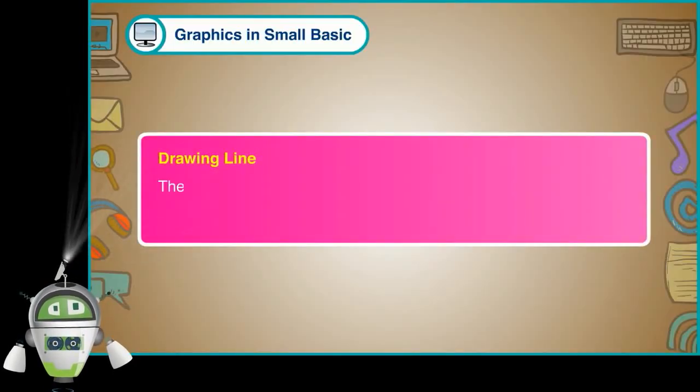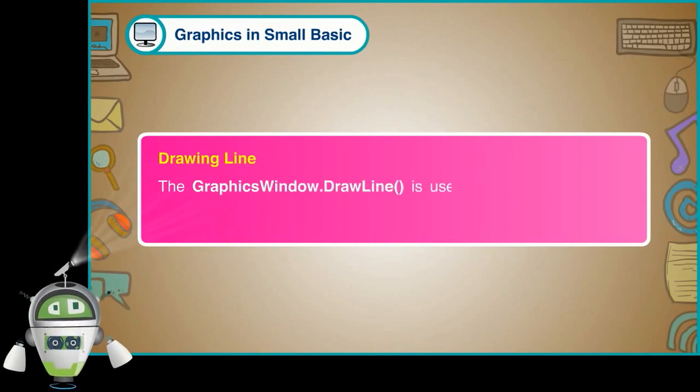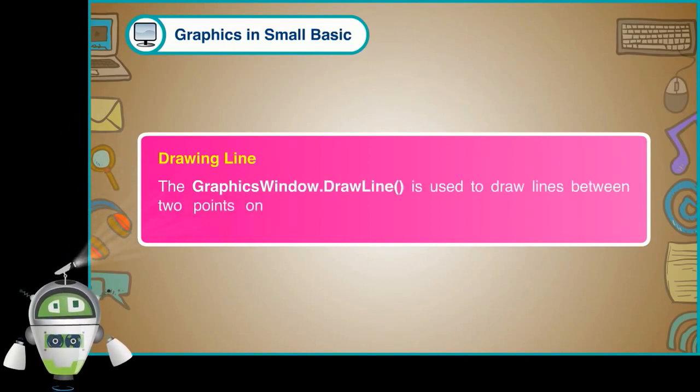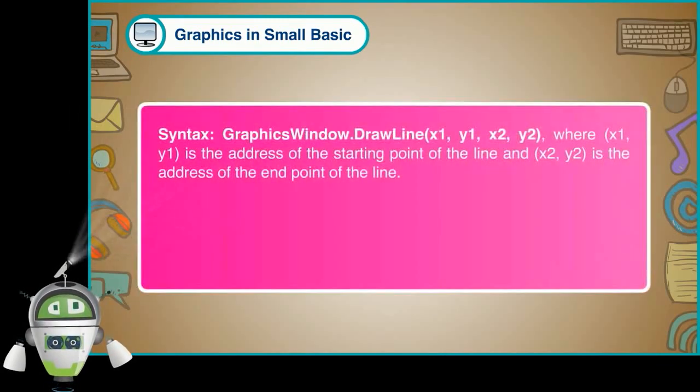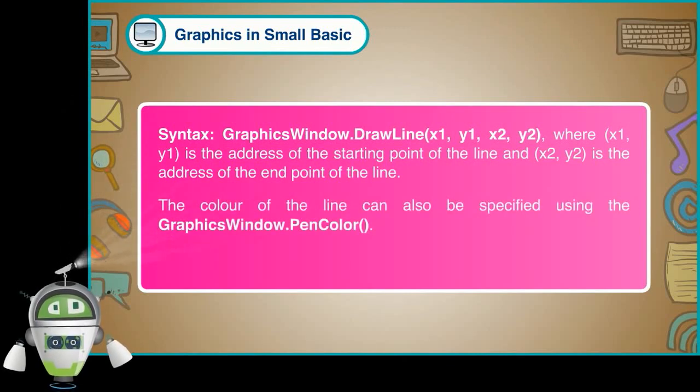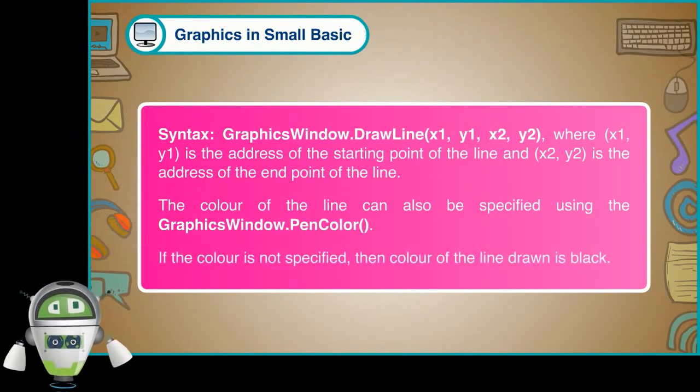Drawing line. GraphicsWindow.DrawLine is used to draw lines between 2 points on the screen. The points are specified in X and Y coordinates. Syntax: GraphicsWindow.DrawLine(x1, y1, x2, y2), where x1, y1 is the address of the starting point of the line and x2, y2 is the address of the end point of the line. The color of the line can also be specified using GraphicsWindow.PenColor. If the color is not specified, then the color of the line drawn is black.